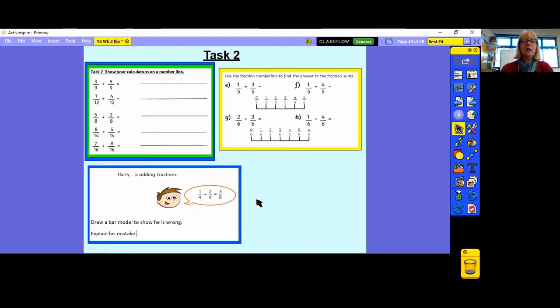And the extension task, when you've completed those two, is to have a look at Harry's calculation down here. Harry's adding fractions, but he's made a mistake, and you need to have a look and explain what mistake he's made.